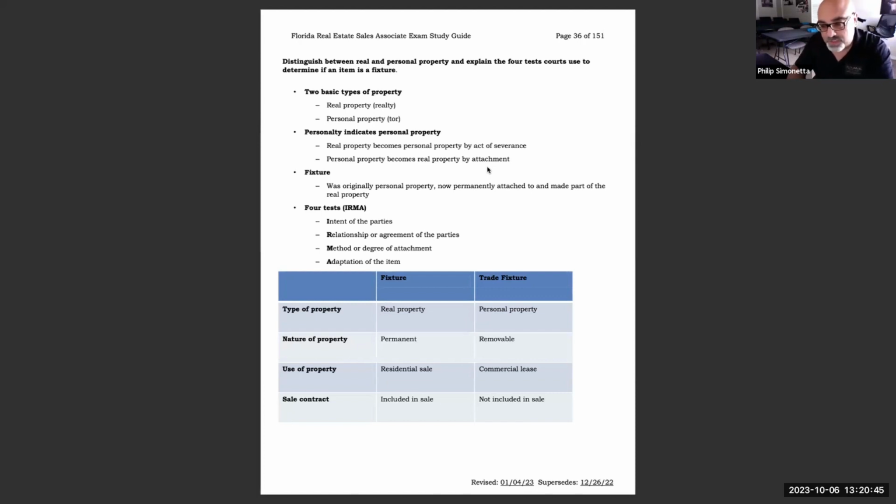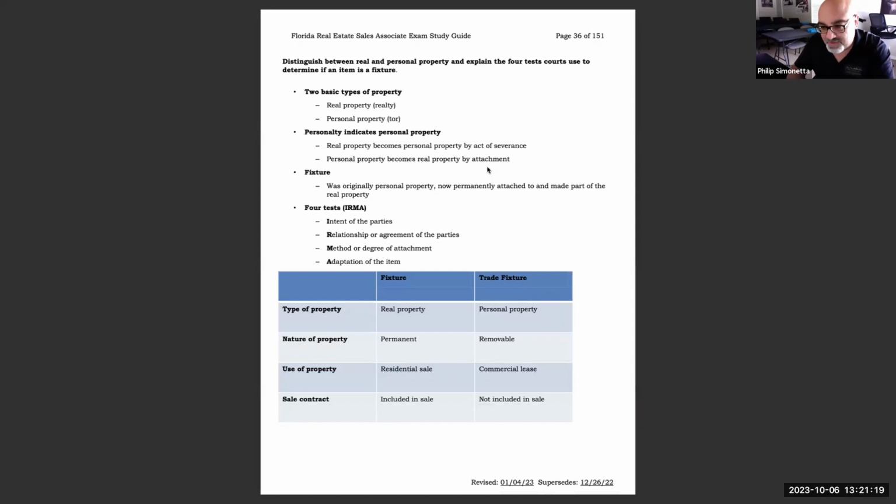Now the seller says we don't want to include it. The buyer says, well, I'll buy it, but I want it. Then they can negotiate it. The seller can still say no. But if you don't say anything and the seller takes it, they took property from the house and can be sued. Okay, so intent of the parties. Next, relationship or agreement of the parties. They decide what they're going to do, they agree on it, it's in the contract. Then method or degree of attachment. Is it something that can be easily removed or not? Like a fence: when you buy the materials for a fence, it's personal property.